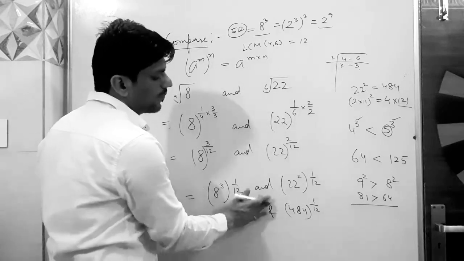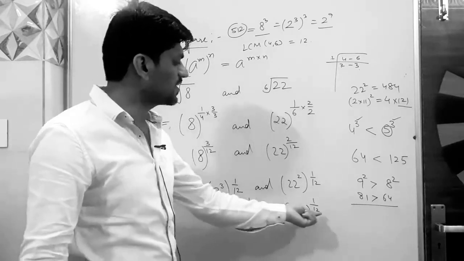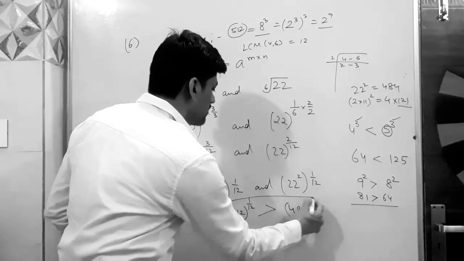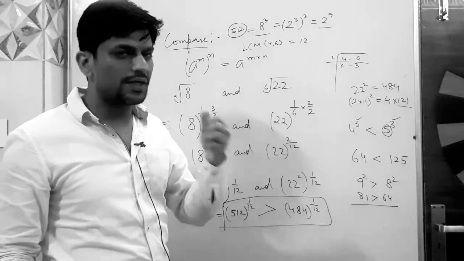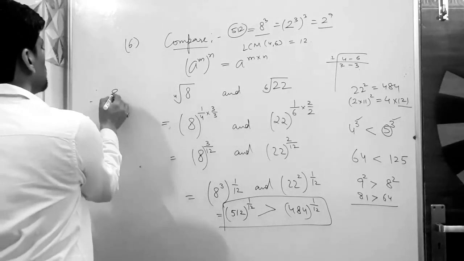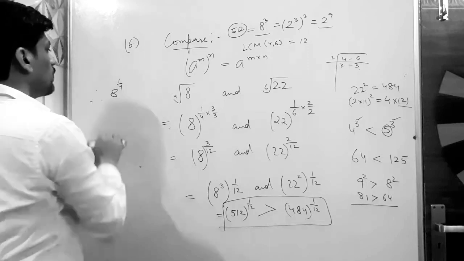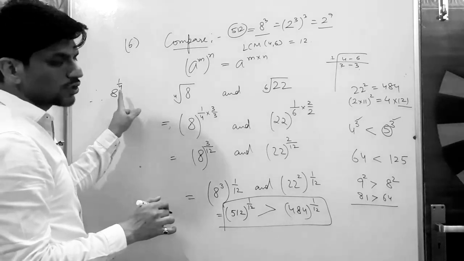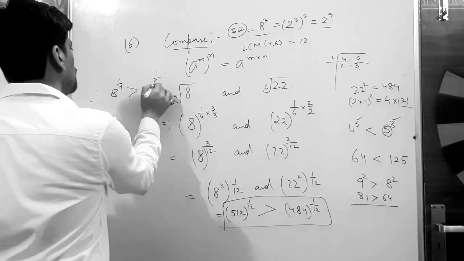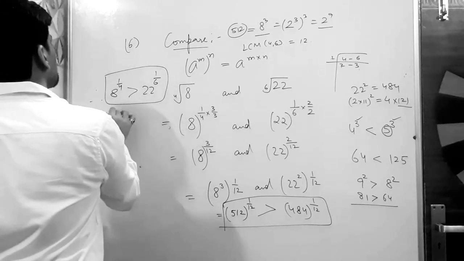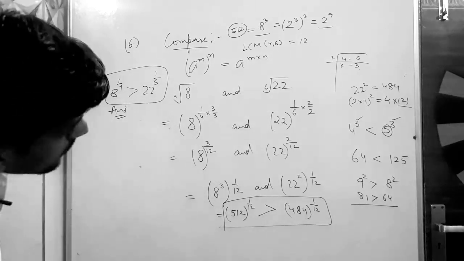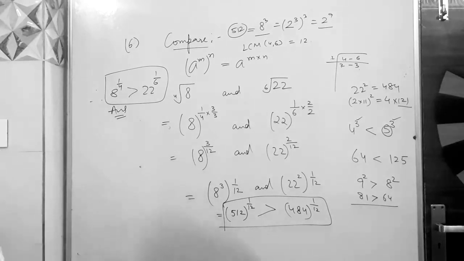So clearly you can compare these two now. Both have the same powers. The larger number will be greater. So 512 raised power 1 by 12 will be greater than 484 raised power 1 by 12, and hence we conclude this is greater than this. So fourth root of 8 is greater than sixth root of 22. You can note down this question.